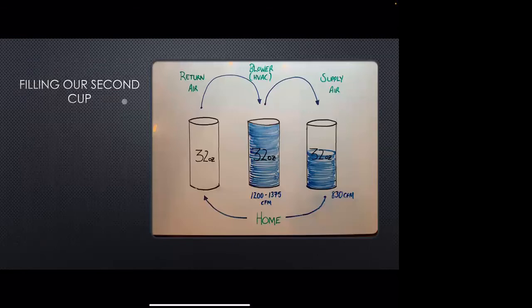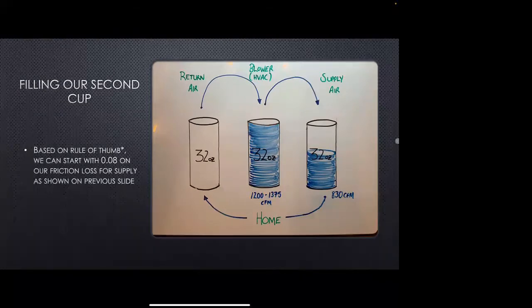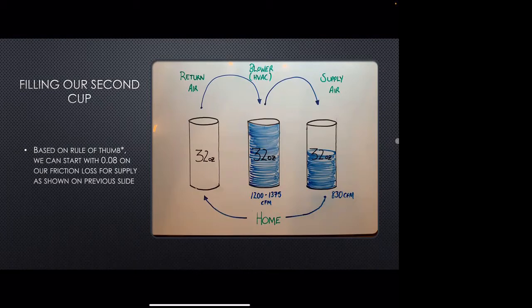So now that we know that we have 830 CFM, we can fill our third cup here on the side, which is our supply air side. And it's 830 CFM. Based on rule of thumb, we're going to start at 0.08 on our friction loss for that supply side as shown on the previous slide. Therefore, the supply ductwork can handle approximately 830 CFM of airflow.